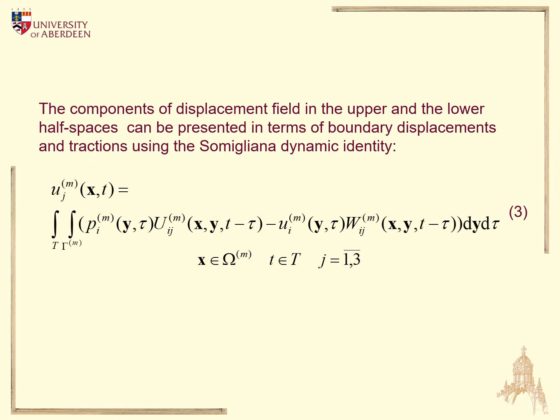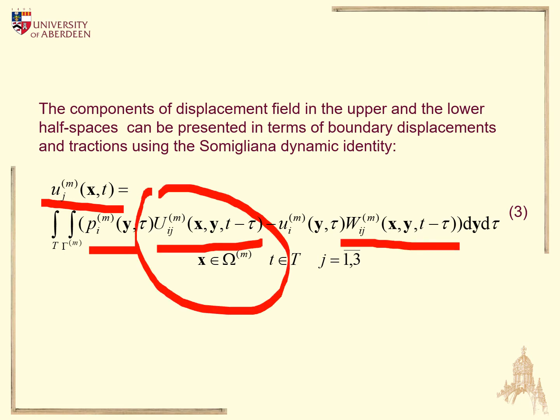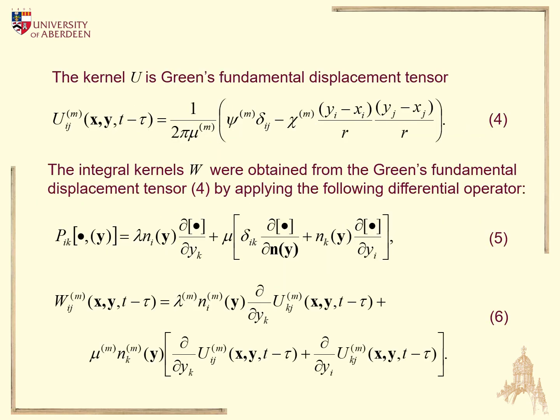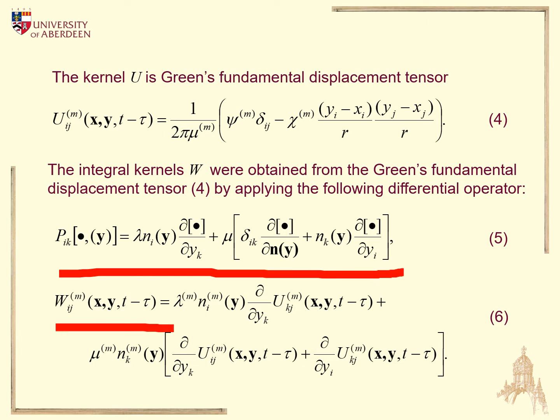So, it's possible to use some linear dynamic identity to represent displacements and the dependence of displacements on tractions. And we also have those two integral kernels here. The first one, kernel U, is the standard one, the Green displacement tensor. If we apply the following differential operator to the kernel U, we obtain kernel W. So it's possible to calculate W.